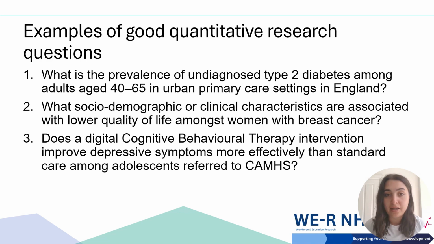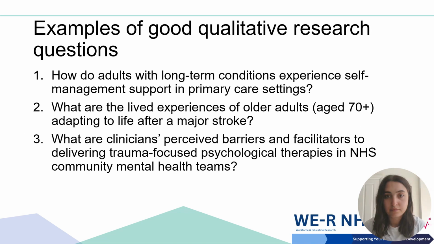For example, in the second example, you may want to specify that this is women who've received a diagnosis within the last 5 years. You can also see that we've included examples of dependent and independent variables. For example, for the third research question, the independent variable, or thing we're changing, is whether people have received digital CBT or not, and the dependent variable, the thing we're measuring, is depressive symptoms.